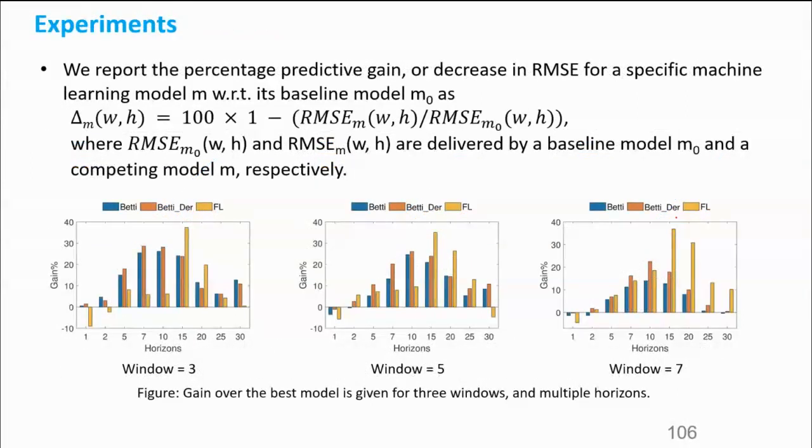So we report the percentage predicted gain or decrease in RMSE for a specific machine learning model. And that means how much our features, our new model, is improving over a baseline model. And as you can see here, interestingly, our gain is not always positive. That means over the baseline features, which are the past price and the number of transactions in the system, predicting the very next day is not always a good option. Look at this one. It's almost always negative.